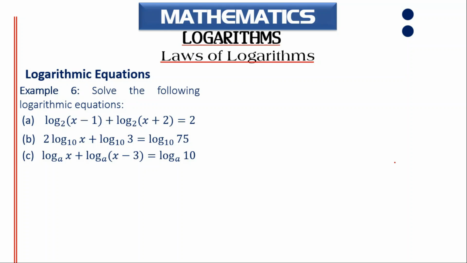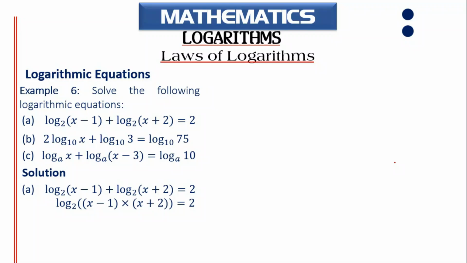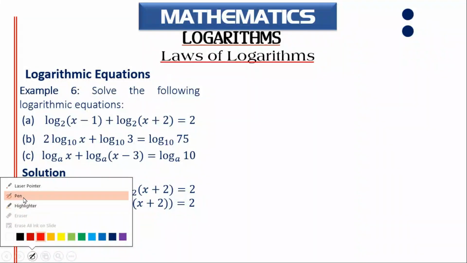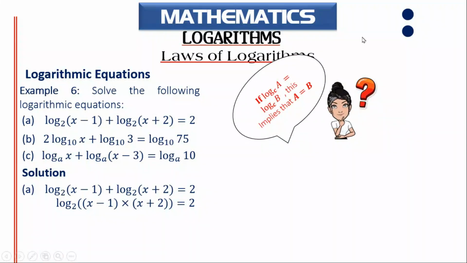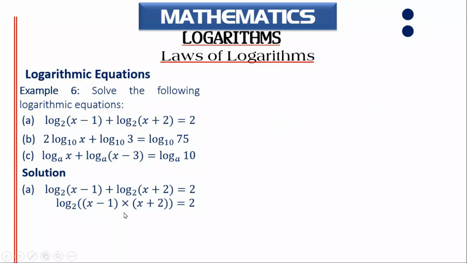So from what we have here, let's take a look at the first question. Log of x minus 1 to the base 2 plus log of x plus 2 to the base 2 equals 2. Now from what you have there, you have to simply apply the multiplication law as it were, which means that you're multiplying.